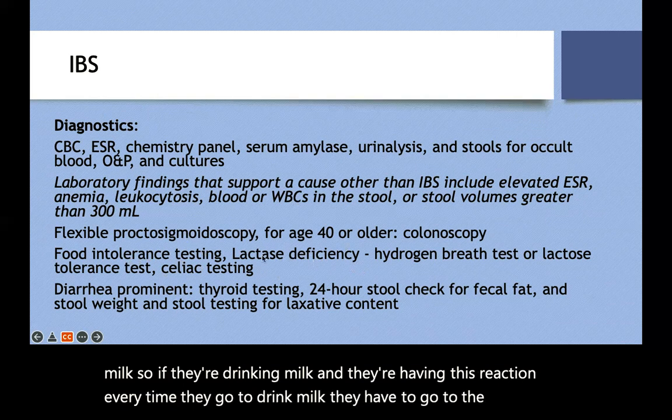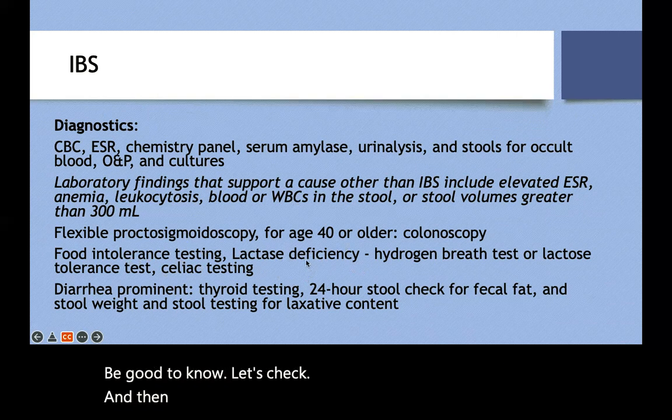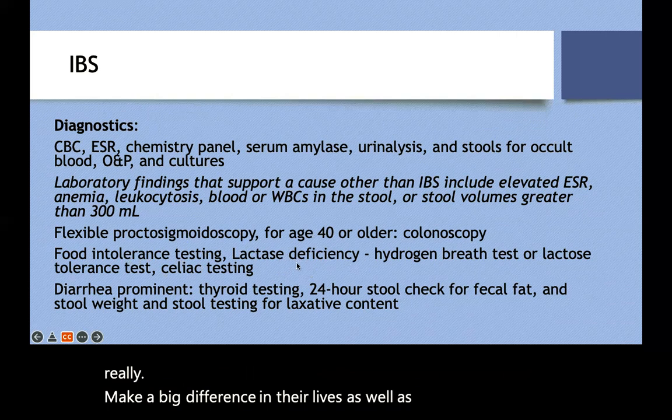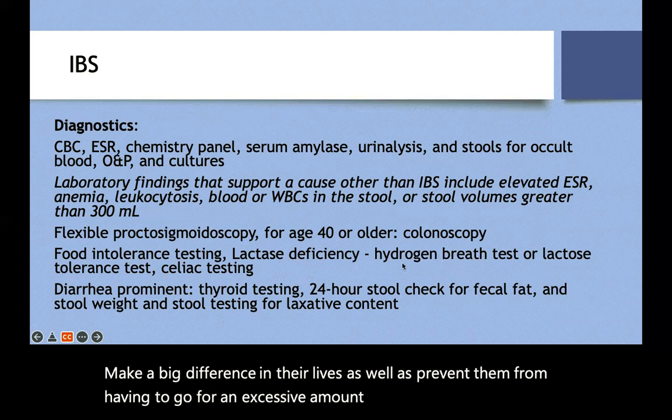Be good to know. Let's check that. And then they stop eating it. Suddenly they feel better. That could really make a big difference in their lives, as well as prevent them from having to go for an excessive amount of testing. So it's a very easy test.